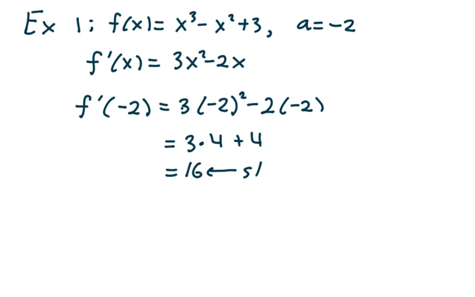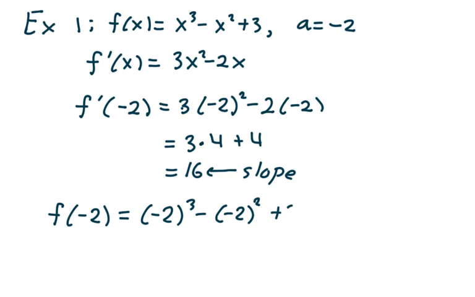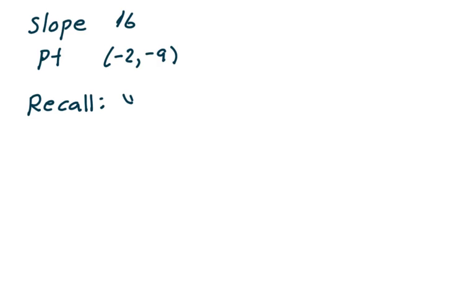So this is representing the slope of that tangent line. Now, f of -2 is -2 to the third minus -2 squared plus 3, which is -8 minus 4 plus 3, which is -9. And so we have a slope of 16, and we have a point -2, -9.